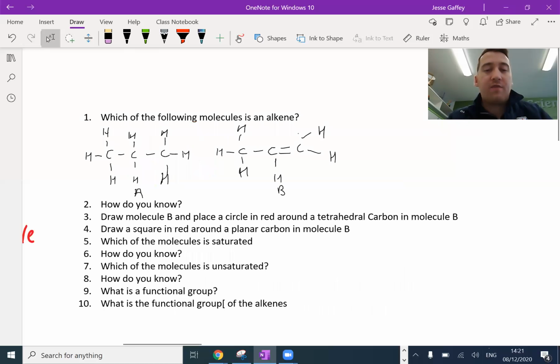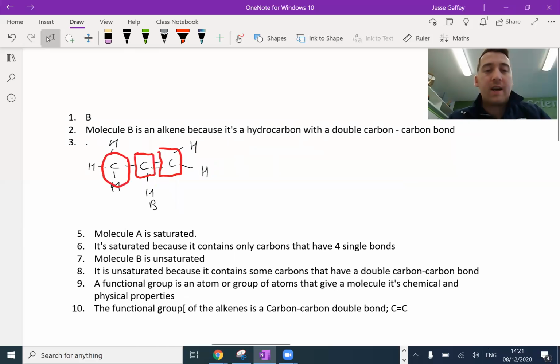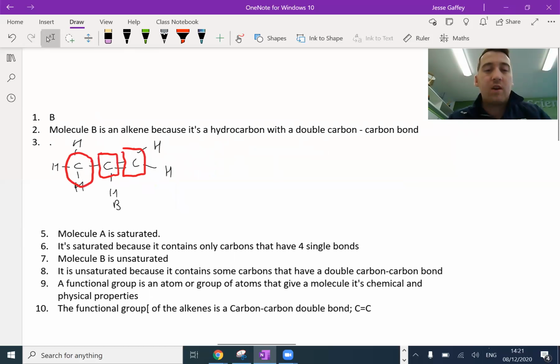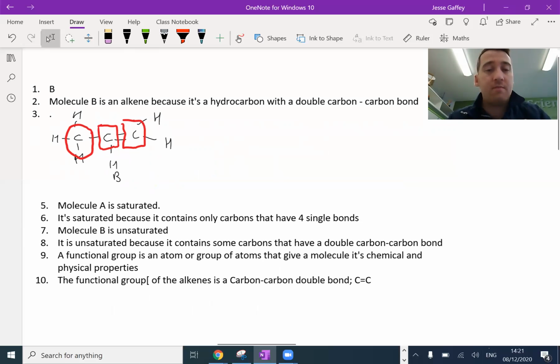Question 9, what is a functional group? A functional group is an atom or group of atoms that give a molecule its chemical and physical properties. We learned this earlier, so this was a retrieval question. Well done if you got that right. If not, fix it now. Make sure we try and get that in our memories, guys. It's an important question. It comes up all the time.